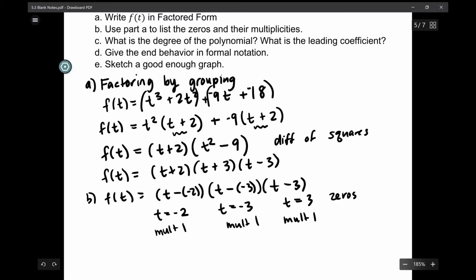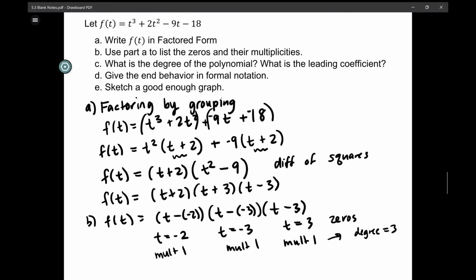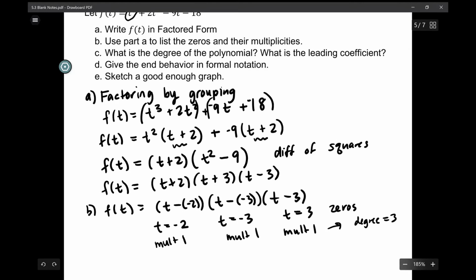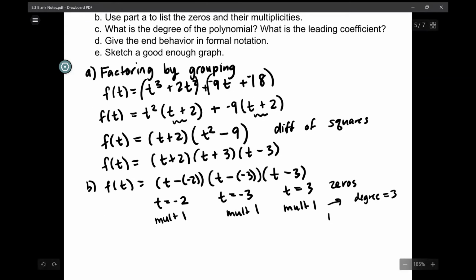And therefore, the degree of the polynomial is 1 plus 1 plus 1 equals 3, which we probably already knew by looking at it in the non-factored form. We can see that it was t cubed. All right, what is the leading coefficient? It's equal to 1, right? Leading coefficient.